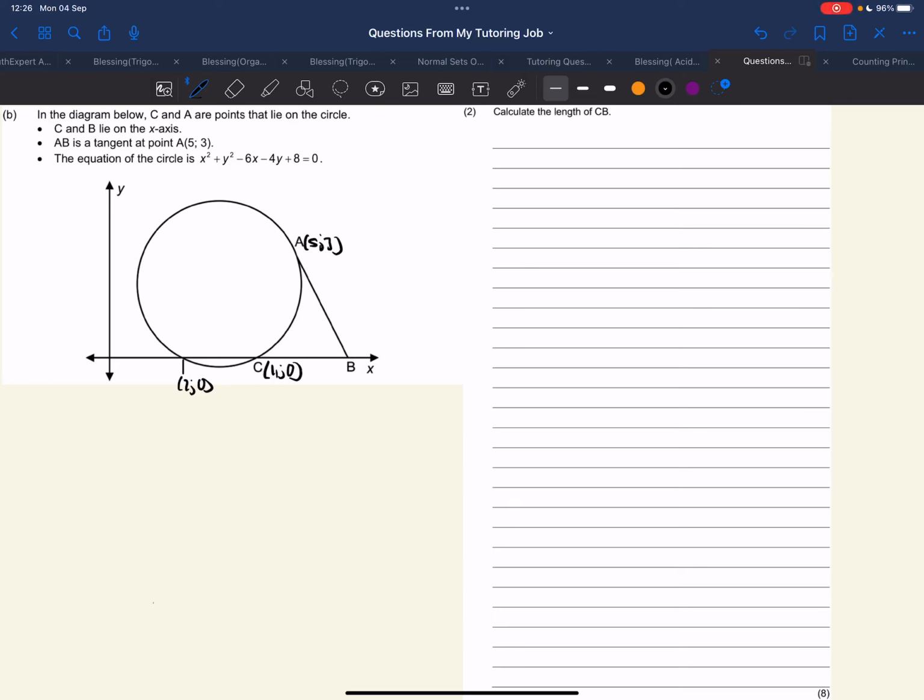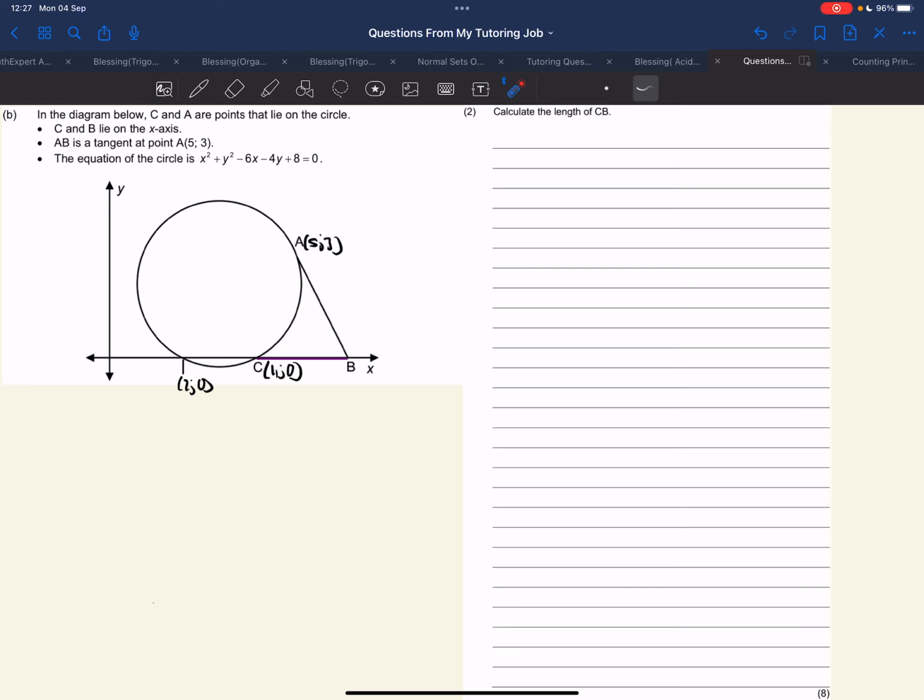Okay, right now in question 2, they say to calculate the length of CB. So they actually want us to calculate that length, starting here and going that part there, right? Now, first things first, can you see that actually AB lies on the line?